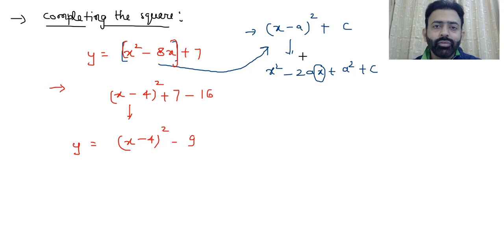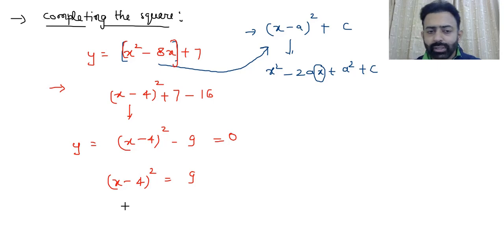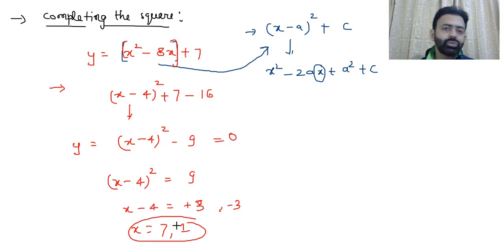The benefit of this is that if we have to solve this equation, how will we solve it? First, we have converted this into completing the square and put it equal to 0. It is very simple now: x minus 4 whole square equals 9. Transferring 9 to the RHS and taking the square root, x minus 4 will be either plus 3 or minus 3, because taking the square root on both sides gives you plus minus. So one value will be 4 plus 3, which is 7, and the second will be 4 minus 3, which is 1. So these are the roots, which are 1 and 7.